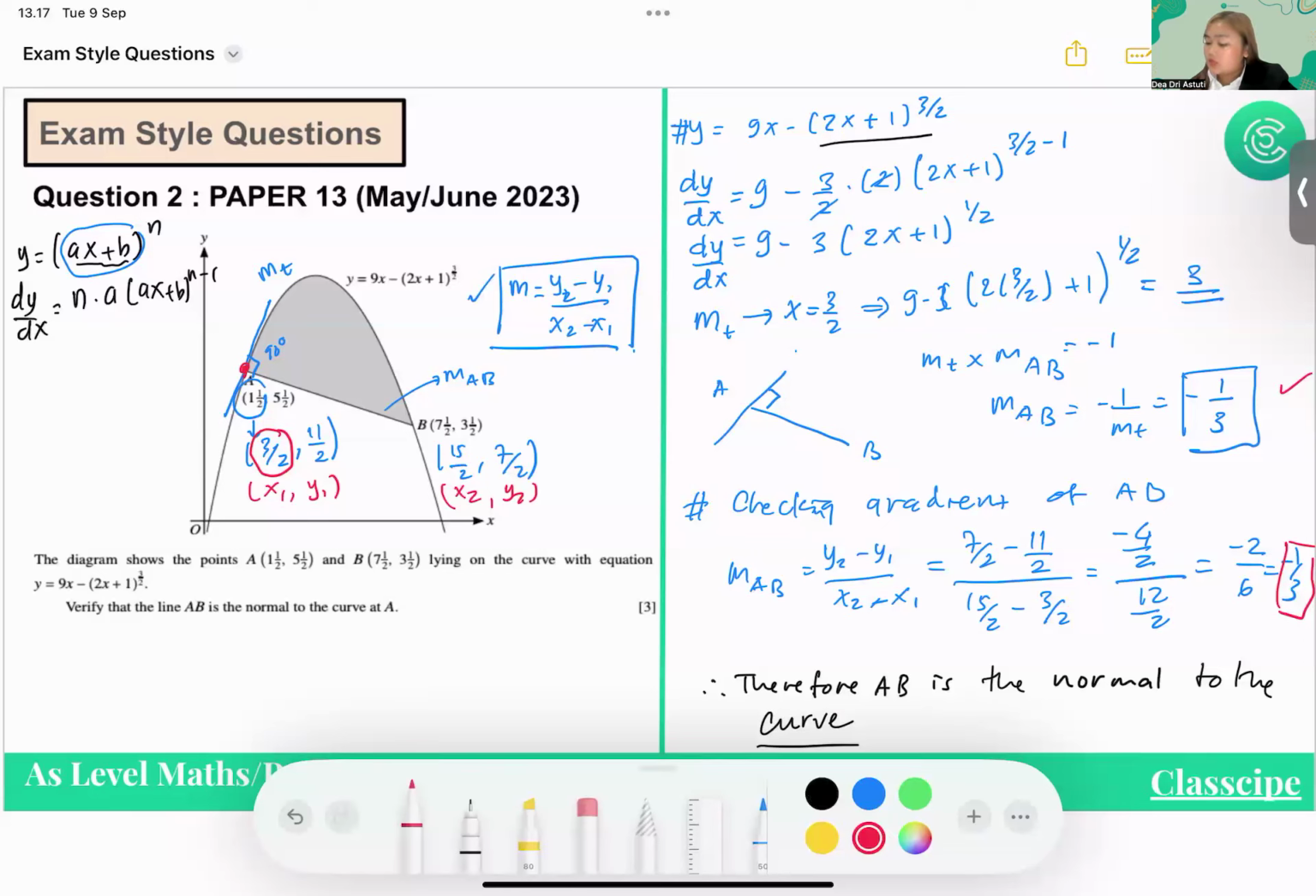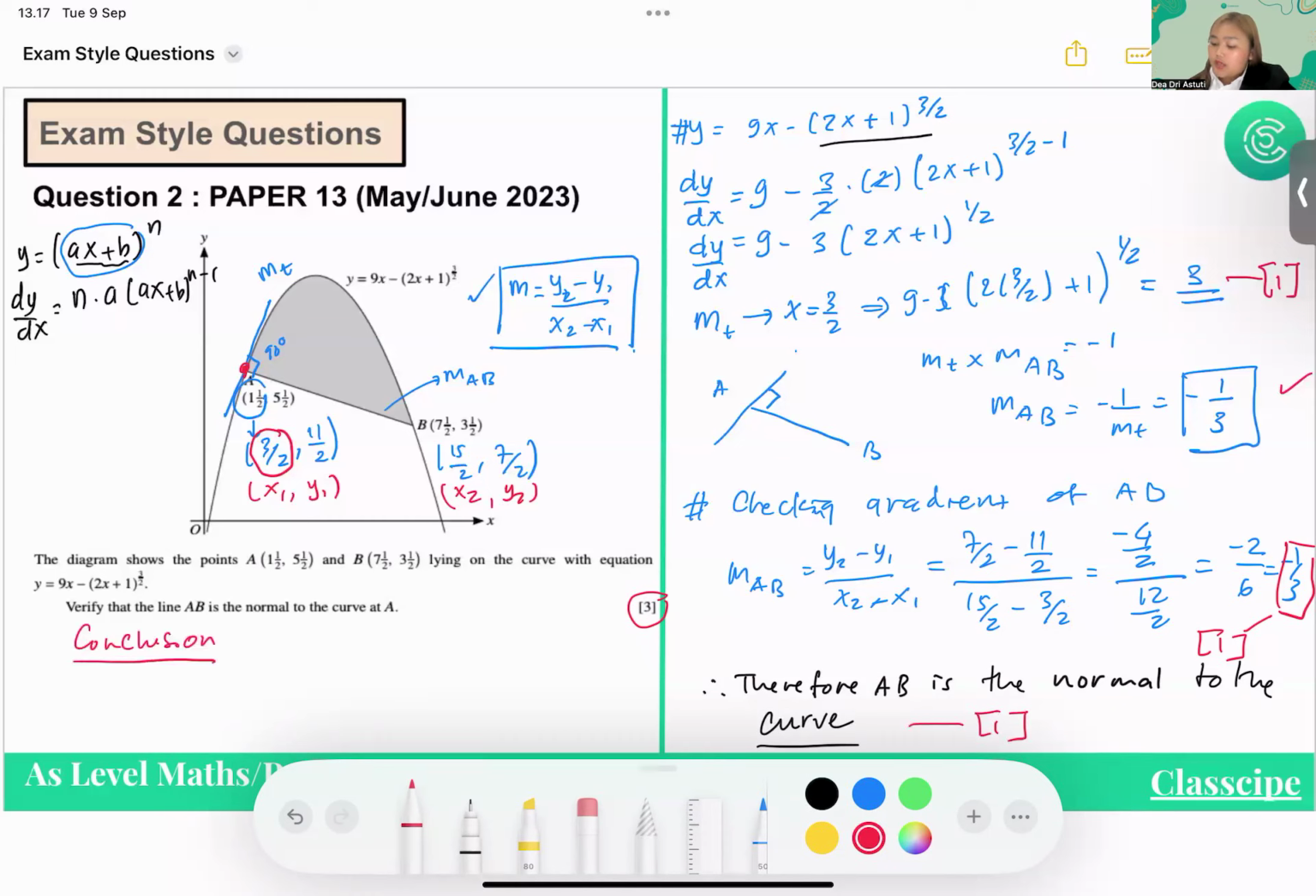Let's see how the marks are distributed, because the total should be 3 marks. When you are able to get this, you will be awarded 1 mark. If you can find the gradient correctly, you will be given 1 mark. And if you can make a very good conclusion, you get another 1 mark. The total for this question is 3.